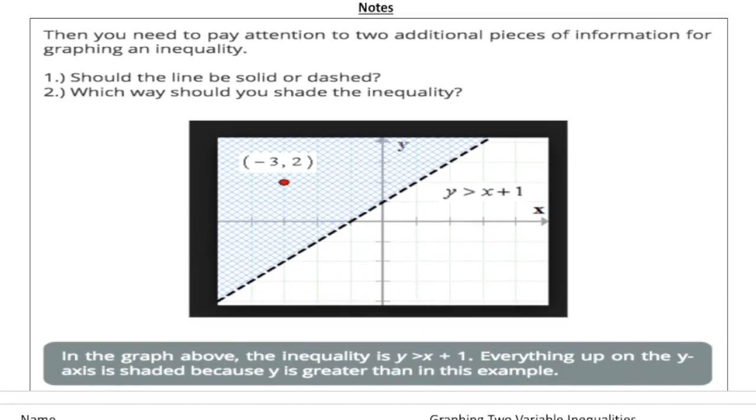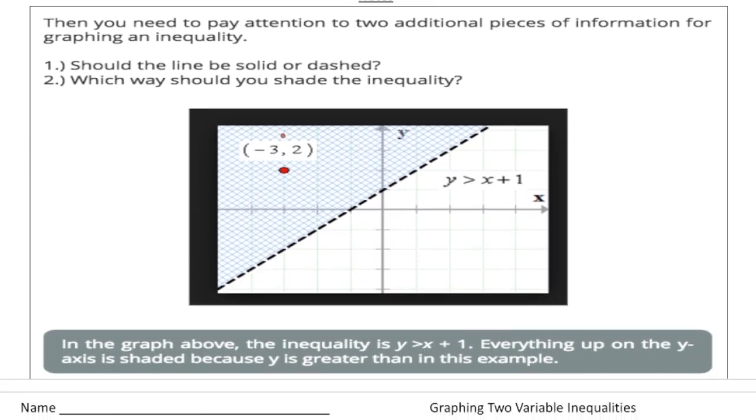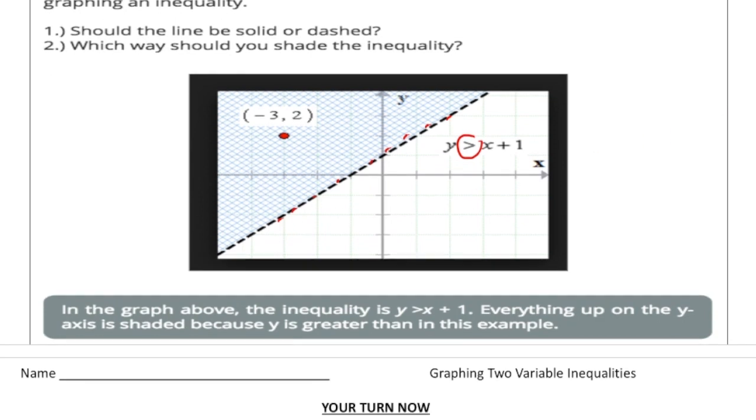All right, then you'll need to pay attention to the two additional pieces of information for graphing inequality. Number one, should the line be solid or dashed? And two, which way should you shade the inequality? Looking at this graph, y is greater than x plus 1. Because it's just greater than, that's why it's a broken line, not a solid line.